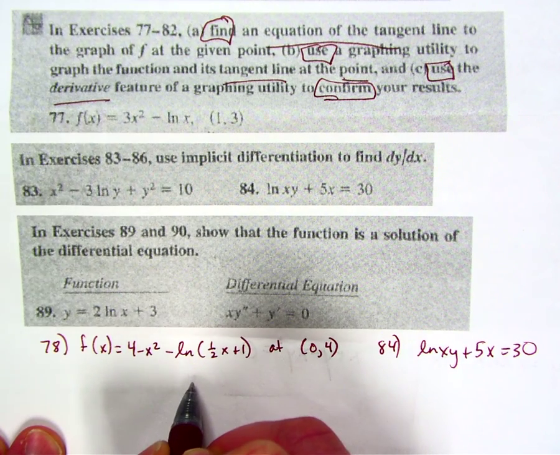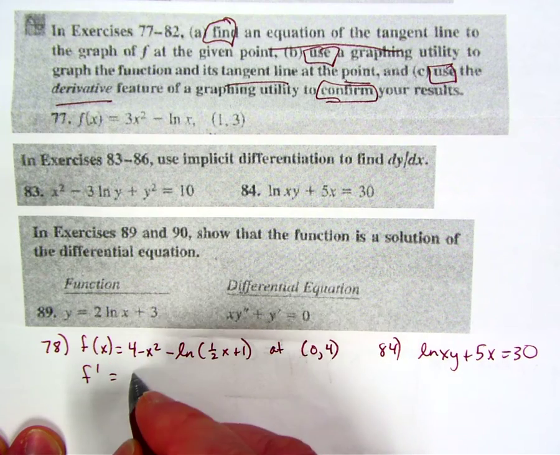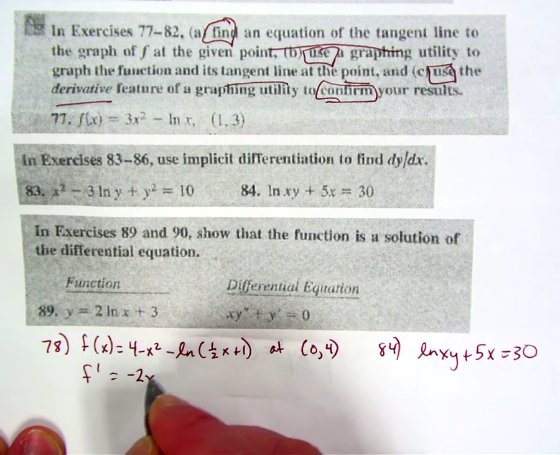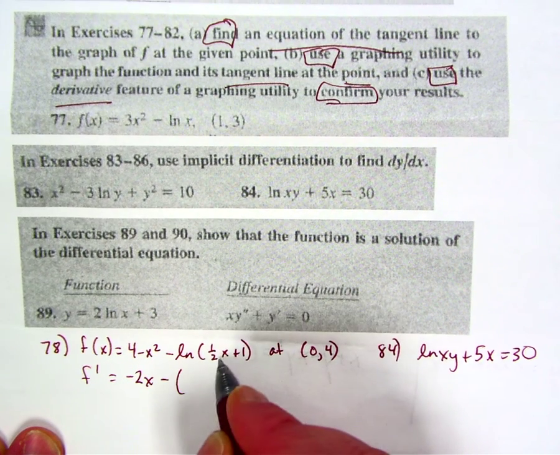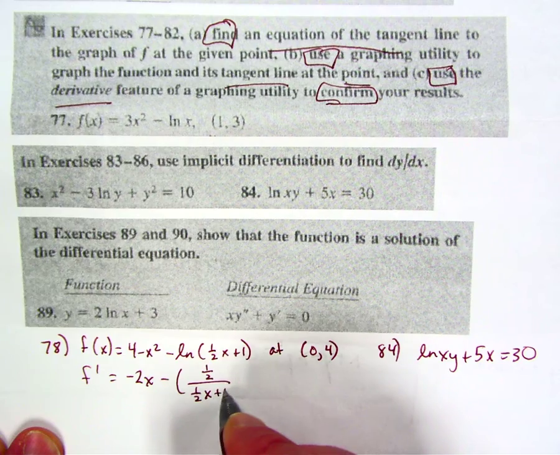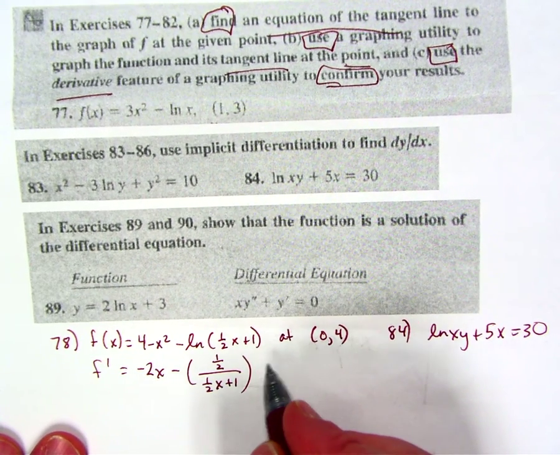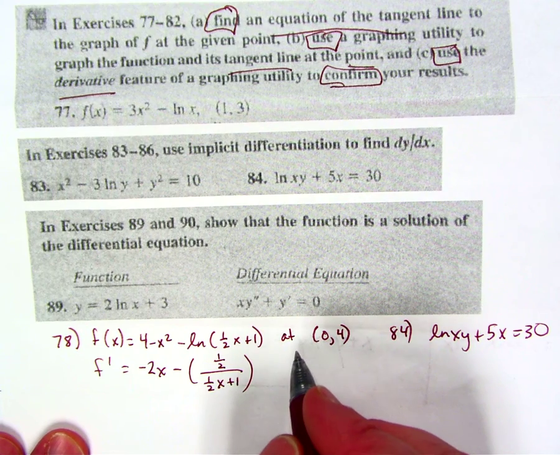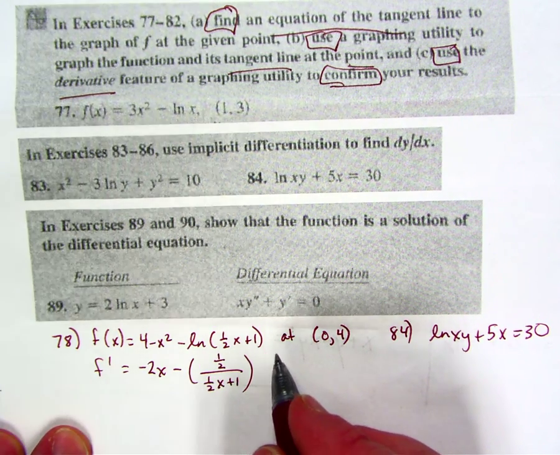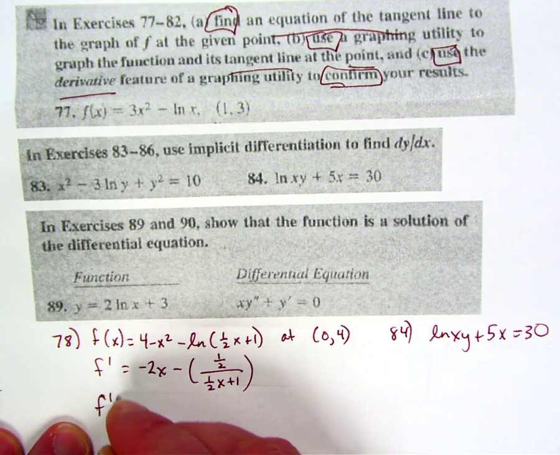Same properties that I've always used for finding the equation of the tangent line. Same steps. Take the derivative. Derivative of 4 is nothing. Derivative of negative x squared is negative 2x. Now I have my new rule, u prime over u. And all I need that for is to find the slope at my point. And on number 78, the point was 0, 4.